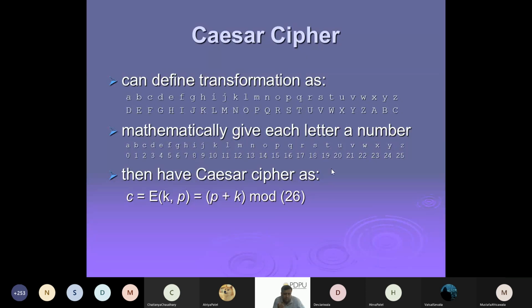P minus K mod 26? Wow, that's exactly correct. Good. I think you people will become cipher developers soon. So this is the message. We again go with C minus K, with whatever the modulo 26. That's what we are going to use. That is the way it will be there.